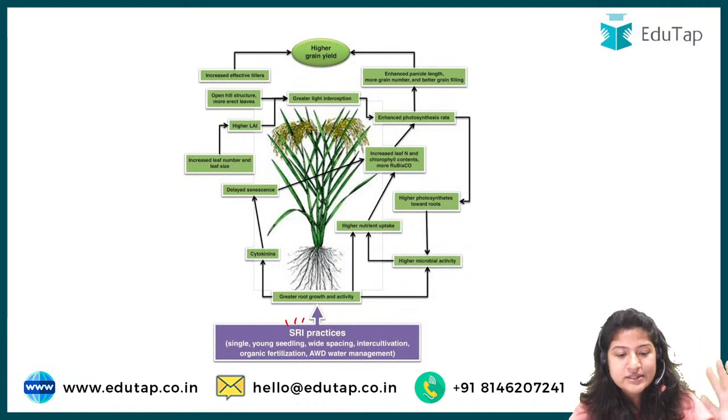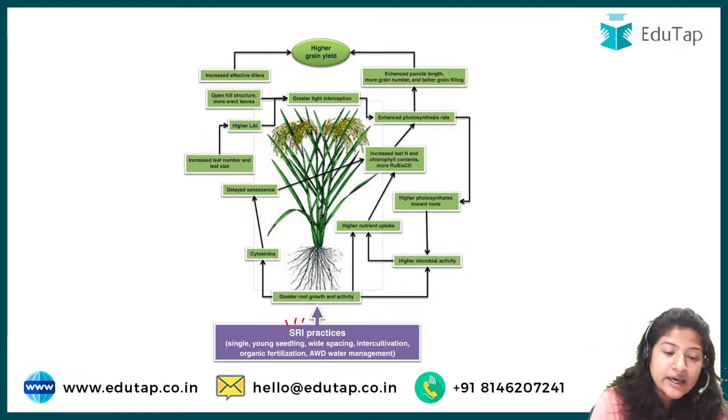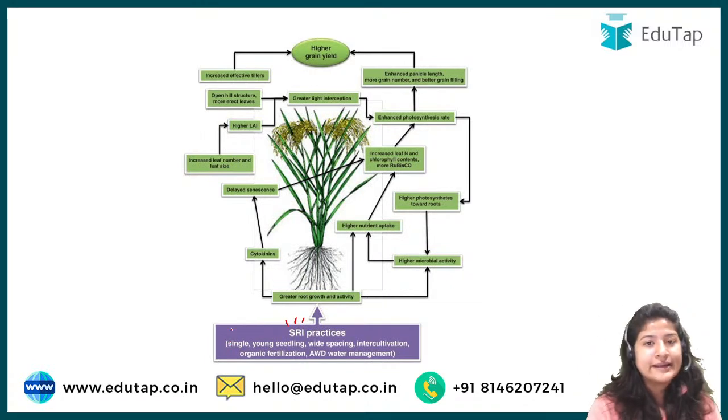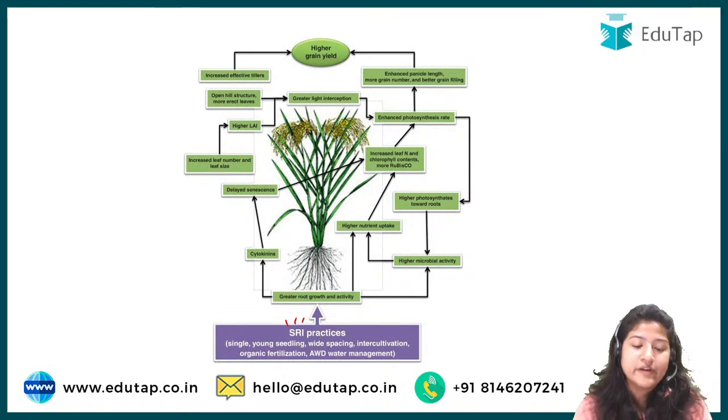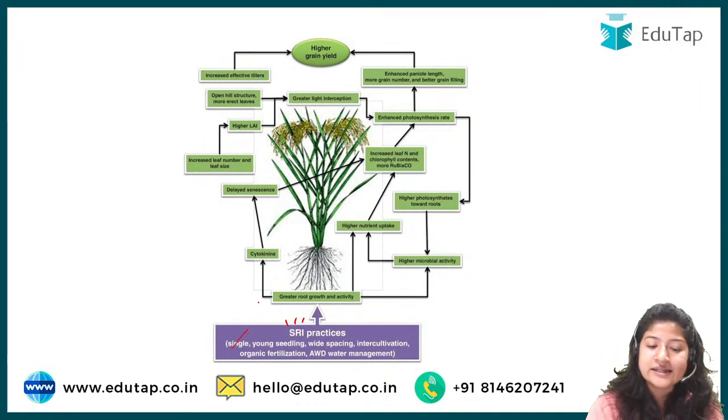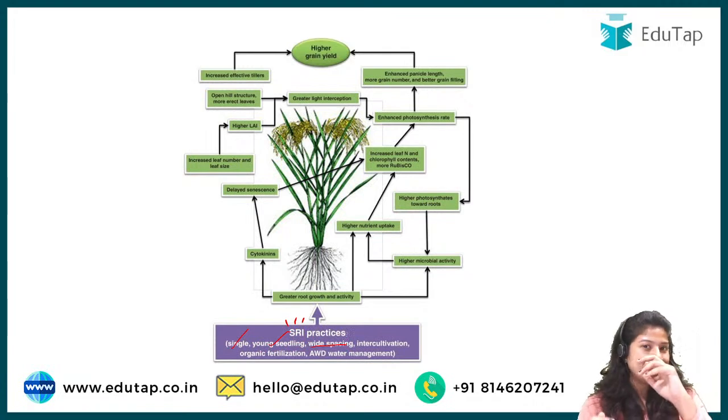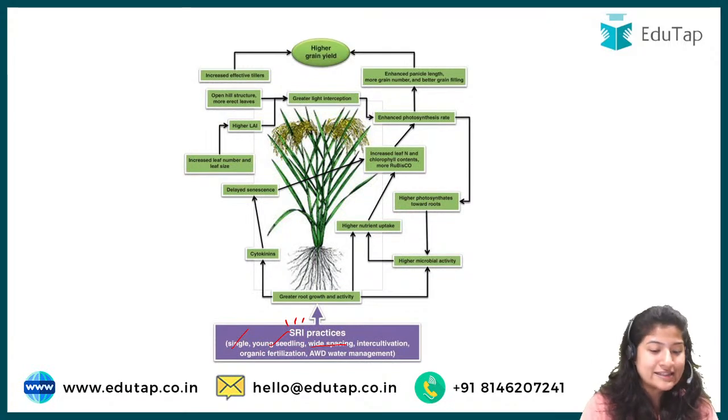So what happens, the SRI practice is done when you grow, see, in the case of nursery or depot method, you grow many seeds together, right, to have many seedlings. But here the motive is just to grow one seed but to take better care of it. So here single seeds are sown with young seedlings and wide spacing. If you have seen rice sowing, they are quite clustered together, but in this case it is the opposite. Then inter-cultivation, organic fertilization. So see, these are the methods.